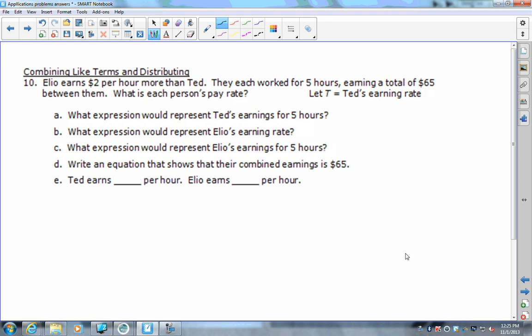So for 5 hours, you're going to take 5 hours times Ted. No, we are not going again. We're doing this better. Now stop grinning at me, okay? We're doing 5 hours times Ted's rate. Now, Elio works 5 hours, but he earns $2 more than Ted. So you're going to take Ted's earning plus 2. I know this one. Stop giggling.